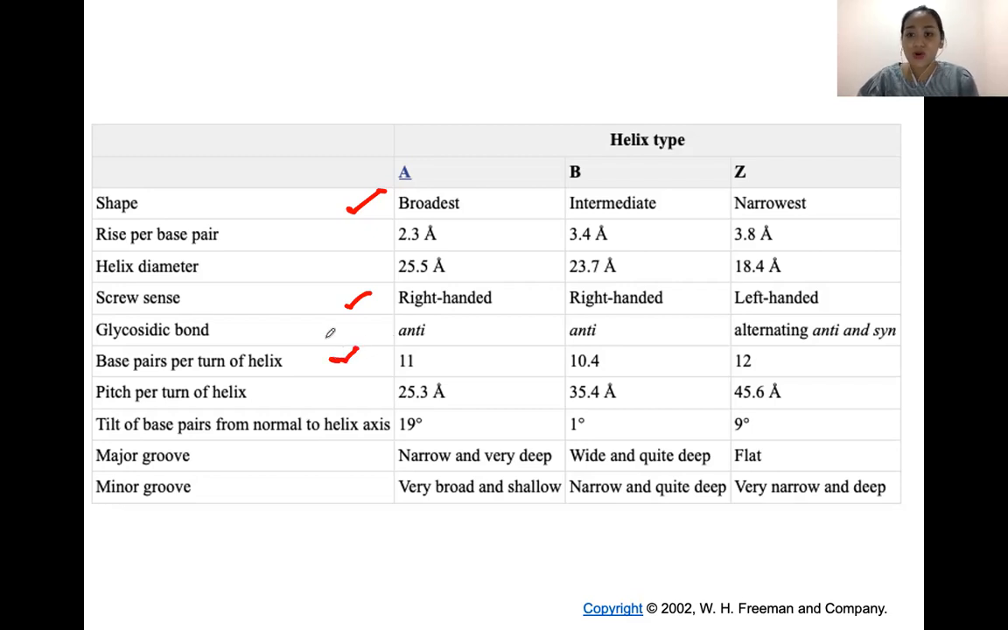For the Z form, it's the narrowest, B is the intermediate, and A is the broadest. In terms of the screw sense, it could either be right-handed or left-handed. And then in terms of base pairs per turn of helix, B form will have 10.4, Z form will have 12, and A will have 11.